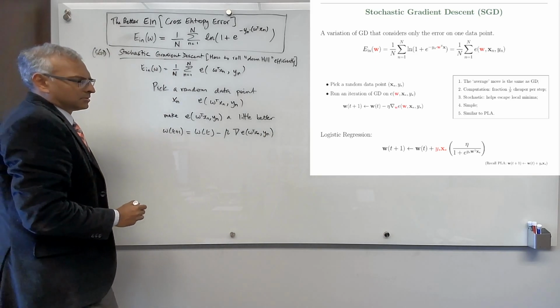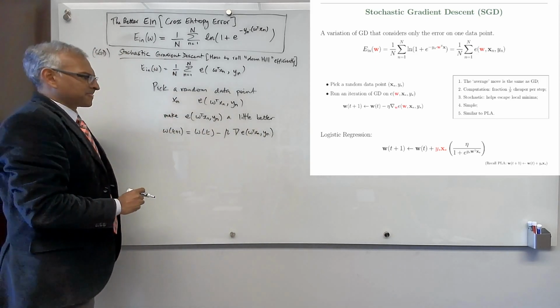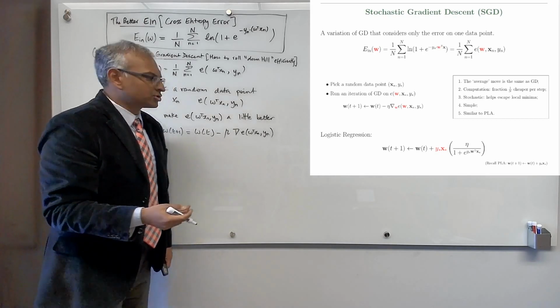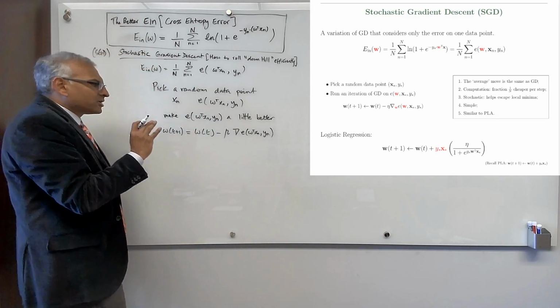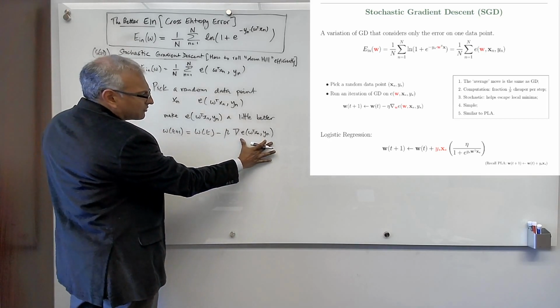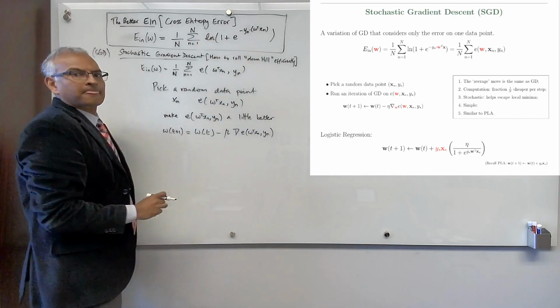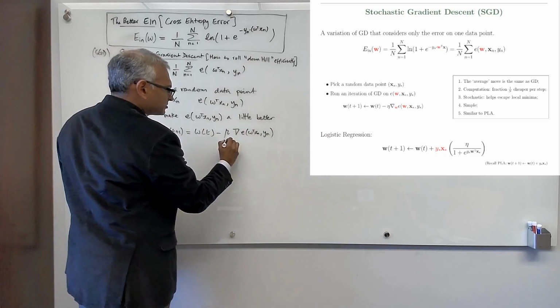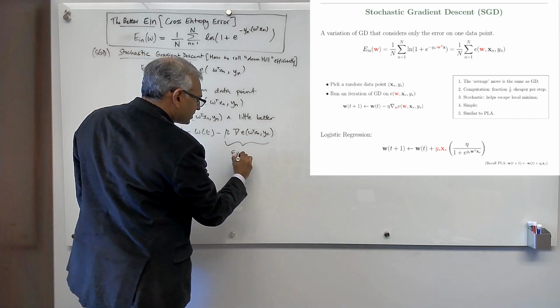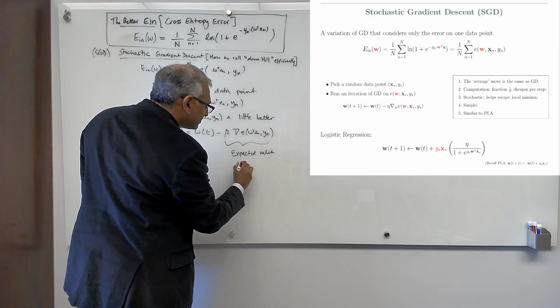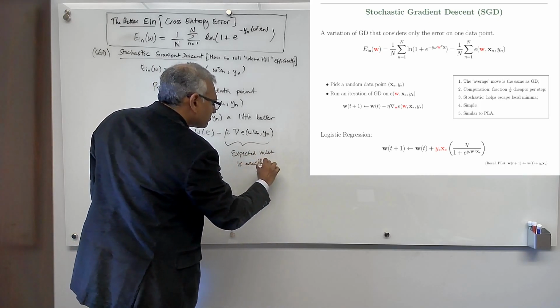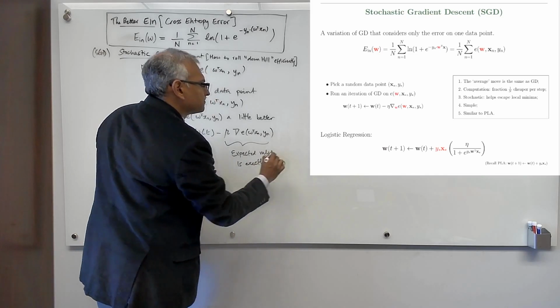Okay, so that's the update. Now, it's kind of crucial that you picked a random data point, because what does that mean? That means that on average, the expected value of this update is exactly the update. So the expected value of this is exactly the gradient of E in.